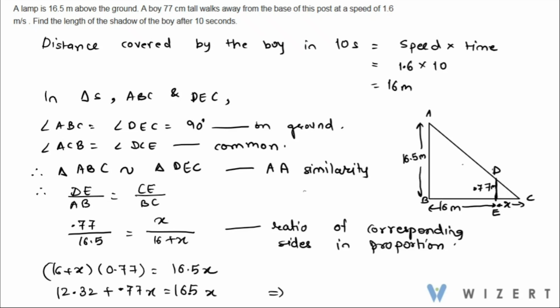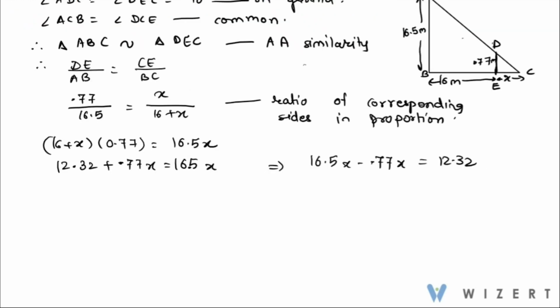So from here we get 16.5x minus 0.77x equal to 12.32. So that is equal to, let's see, 16.5 minus 0.77 is 15.73x equal to 12.32. Now we get value of x as 12.32 divided by 15.73. Now for the sake of calculation, we'll assume this 15.73 as 16.